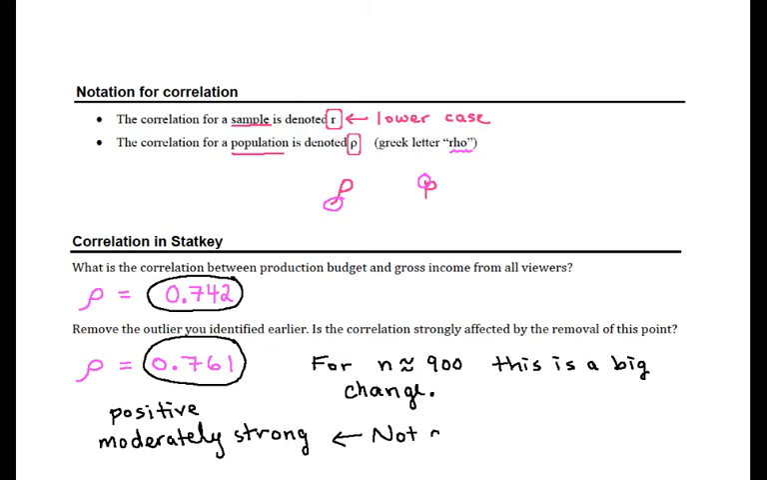Not a huge change. It can happen for a smaller data set that removing one outlier has a very large change on your correlation. It can even change from positive to negative or to 0 or something like that, depending on the nature of the whole data set. So not a huge change, but a pretty big change considering the size of the data set.